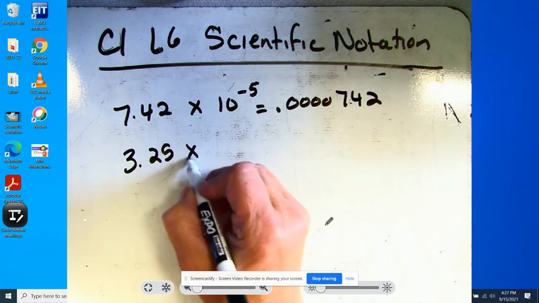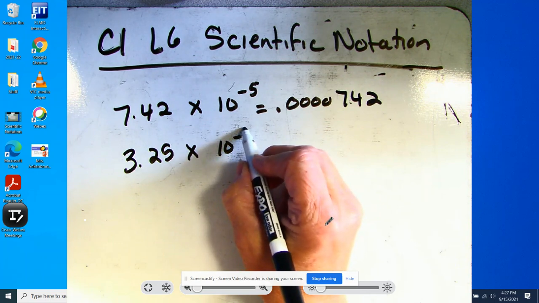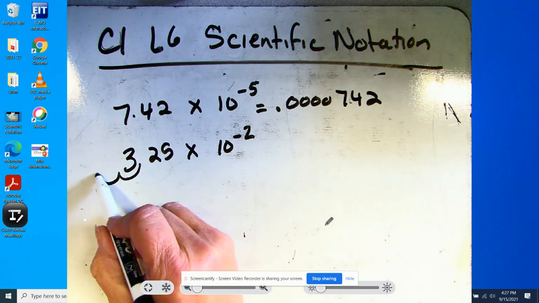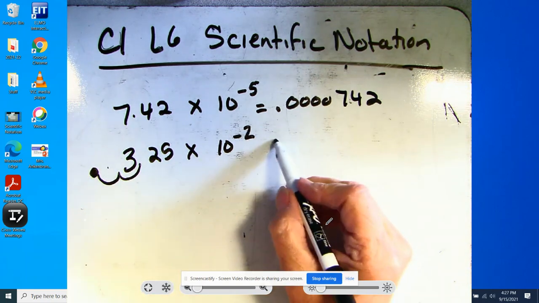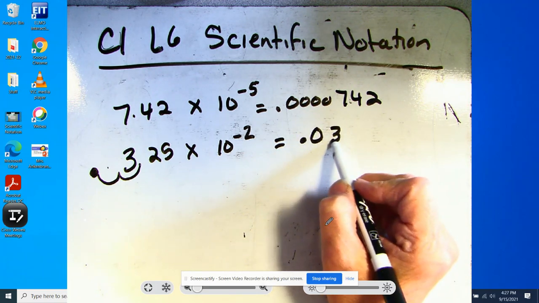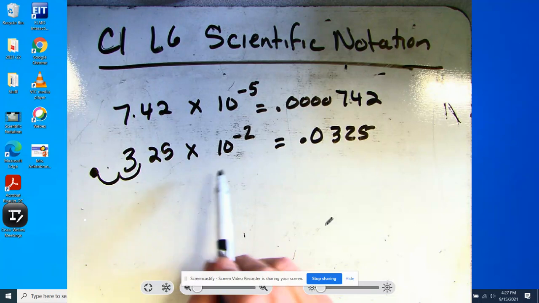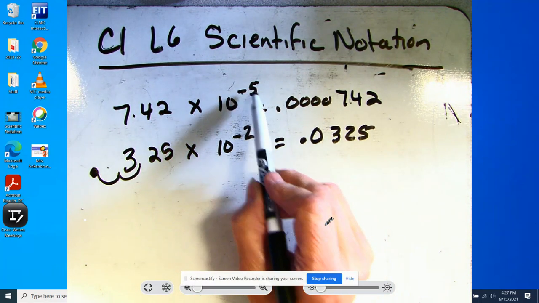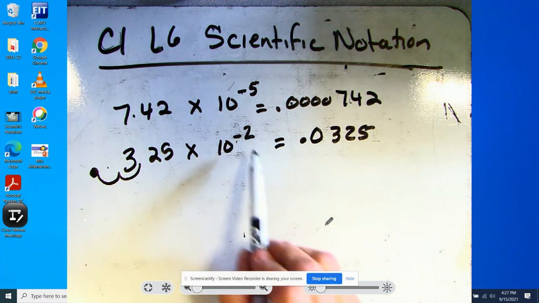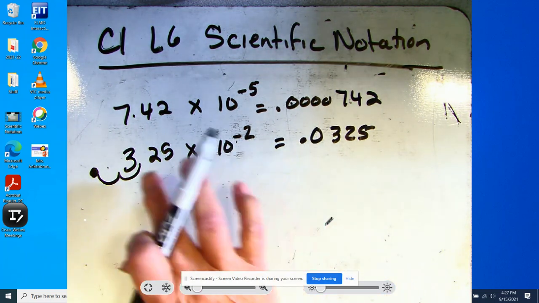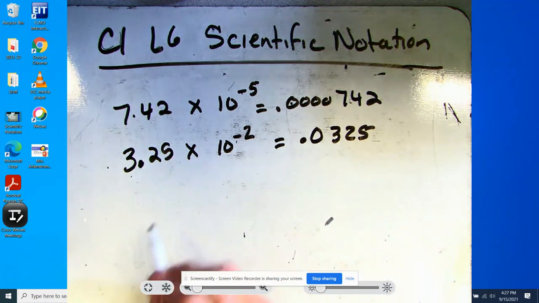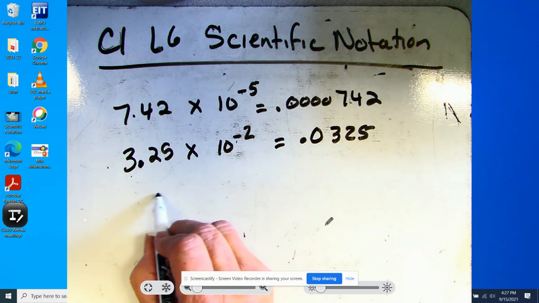If we took 3.25 times 10 to the power of negative 2, we're going to move the decimal 1, 2 places over. It's going to be here. We're going to add a 0 in front. So this would be 0.0325. Notice that the earlier one was to the power of negative 5 and you had 1, 2, 3, 4 zeros. This is to the power of negative 2. You had 1 zero. So you are getting 1 zero less than the exponent.